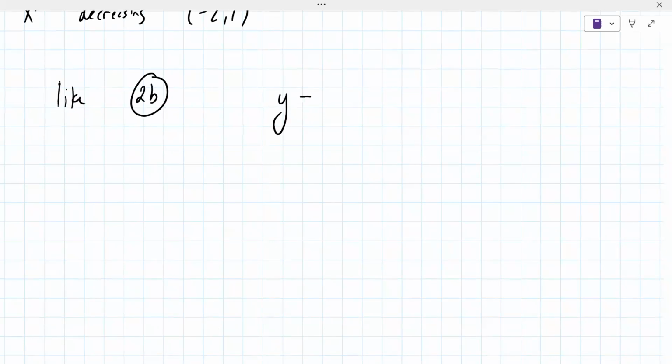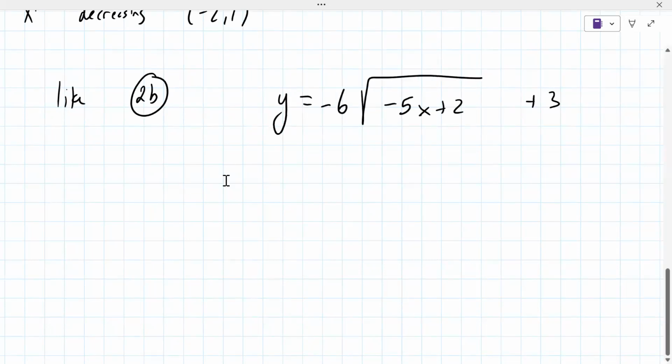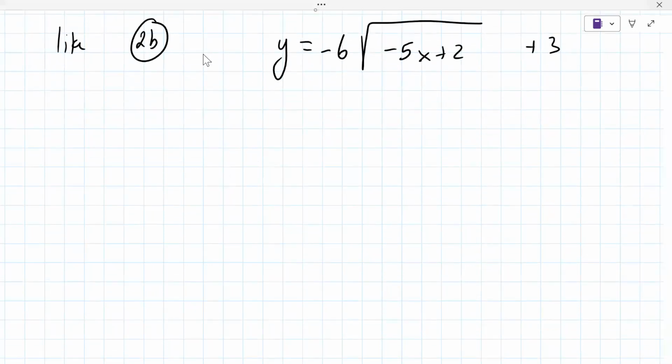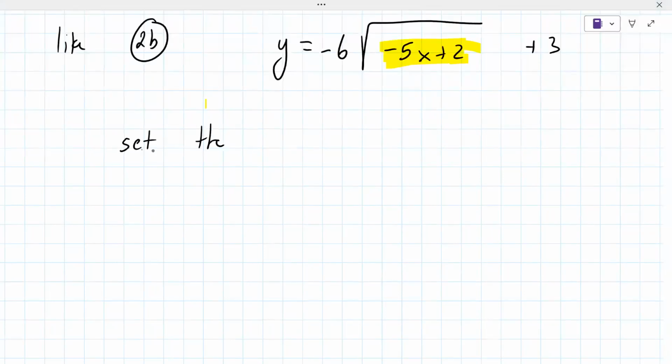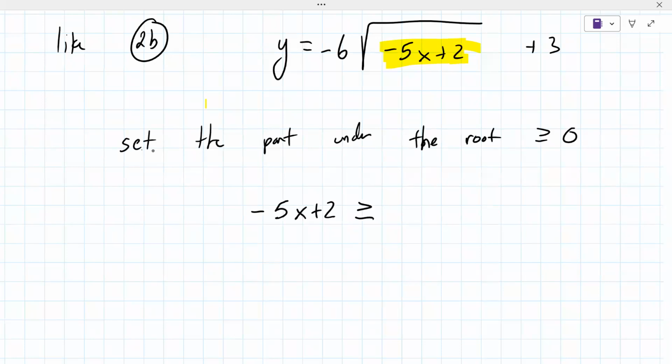So let's actually do one that's like 2B next, and then we'll go back to 2A because it's more complicated. Let's say it's y equals the square root of minus 5x plus 2, plus 3, and put negative 6 out in front. So there's a lot of things here that don't matter. The only thing that does matter is this part inside the root. So for the domain, you set the part under the root greater than or equal to 0. So just the part under the root, which in this case is minus 5x plus 2, you set that greater than or equal to 0.